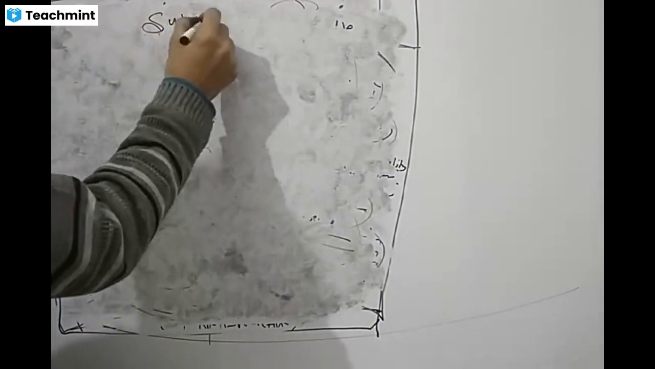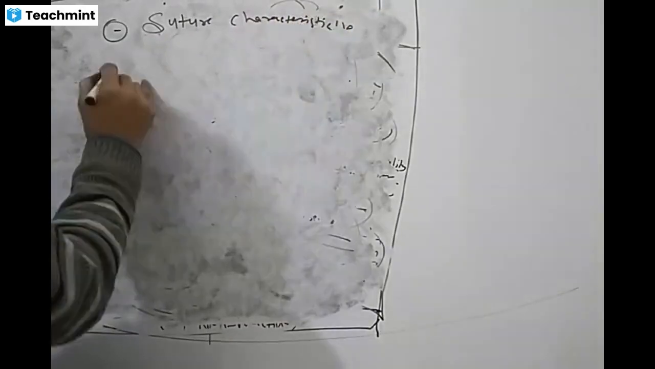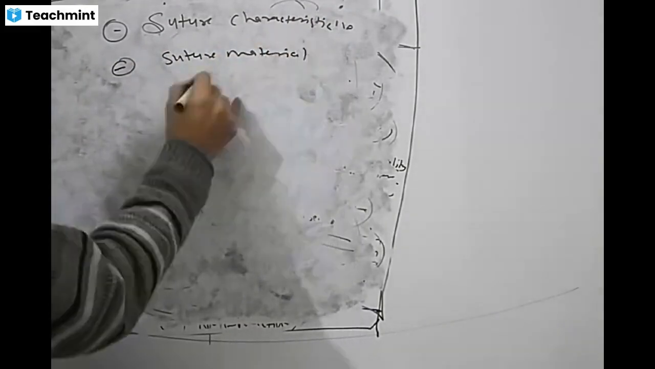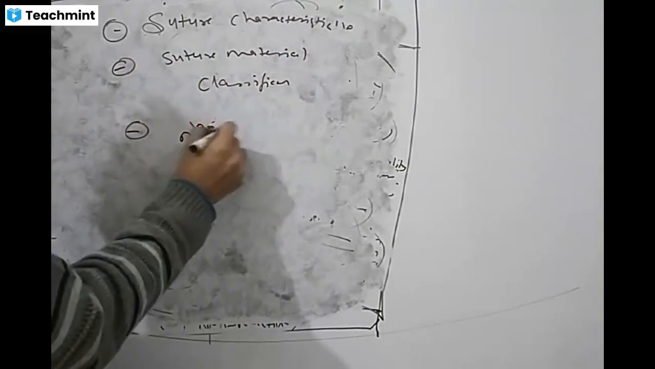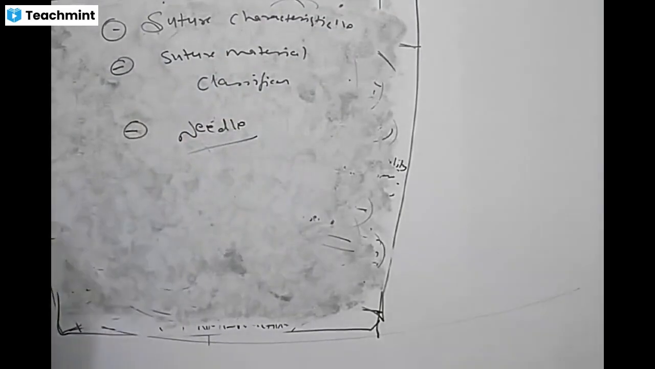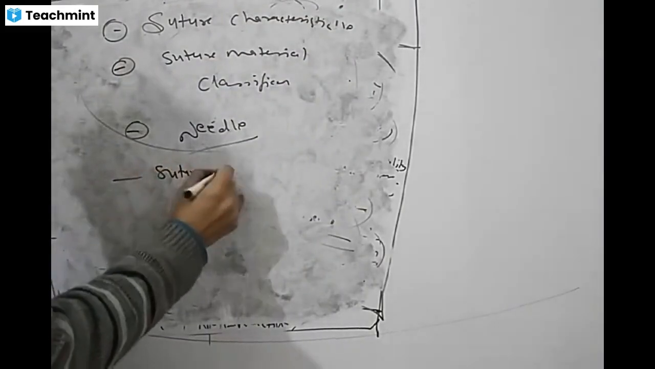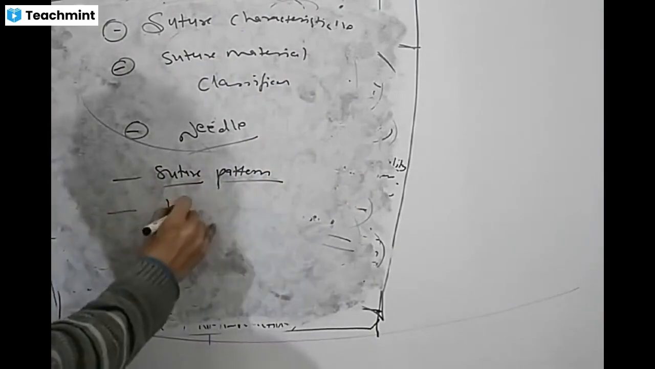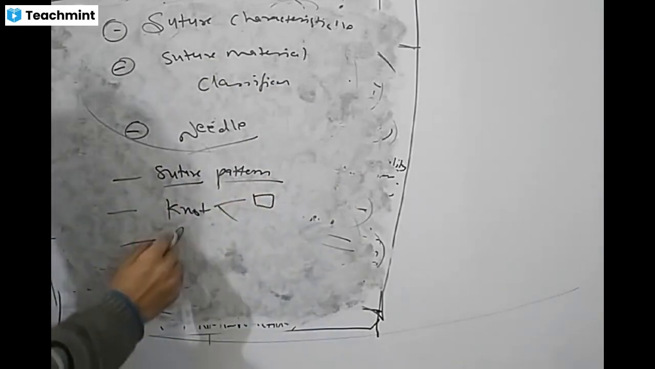So in this lecture, we have covered suture material characteristics, then suture material itself, their classification, then types of needle, how they are available. So in the next lecture, we'll cover suture patterns and knots like square knot, surgical knots, and removal.